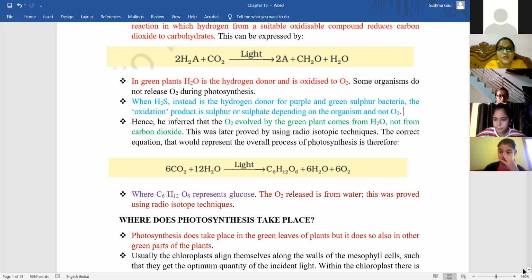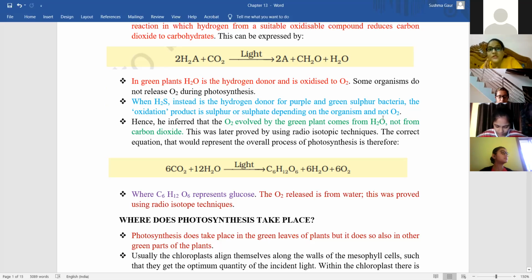Okay. So what happens in green plants? Water is the donor and is oxidized to oxygen. Here in this reaction, water acts as electron donor and it gets oxidized to oxygen. So suppose if water is not present, then H2S, hydrogen sulfide, becomes a hydrogen donor for purple and green sulfur bacteria, and the oxidation product is sulfur or sulfate, depending on the organisms, not oxygen.